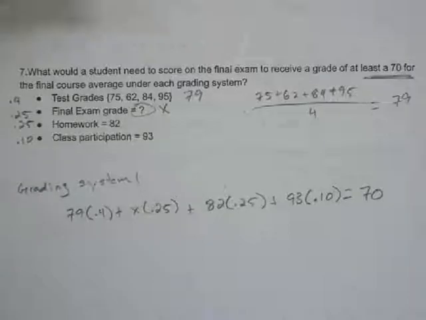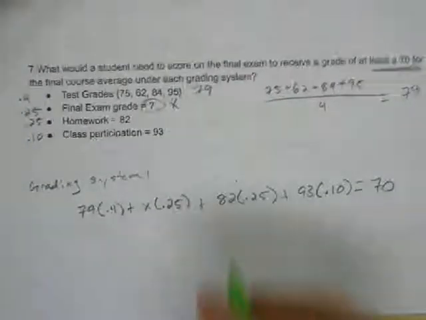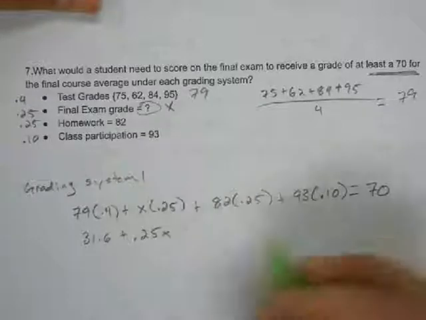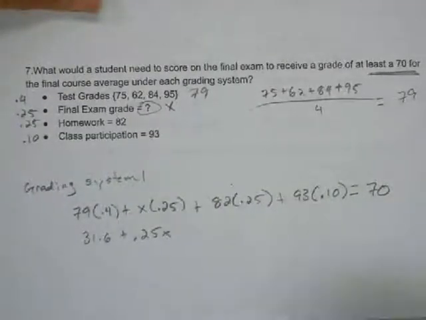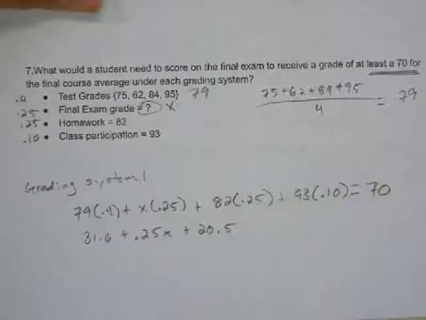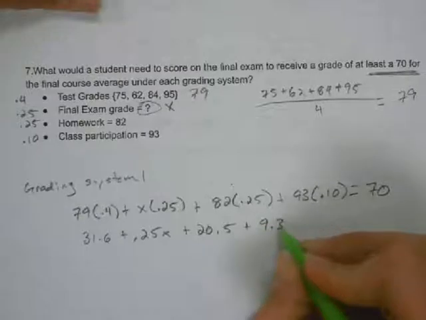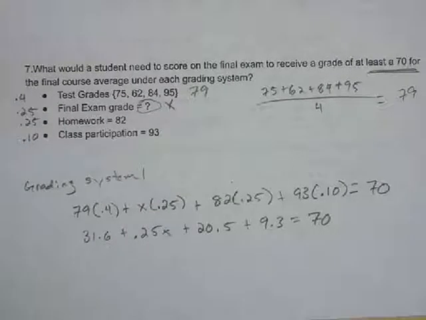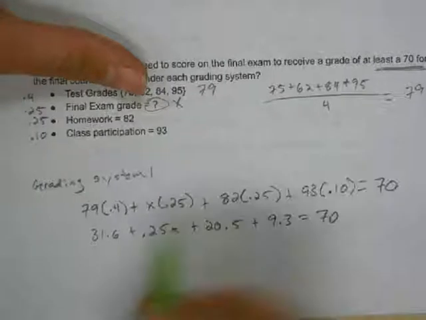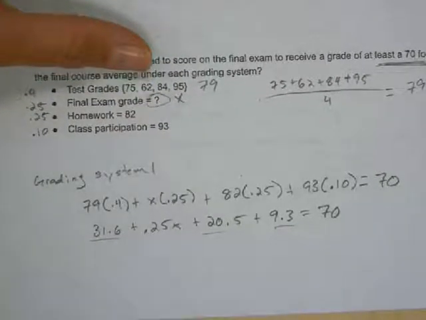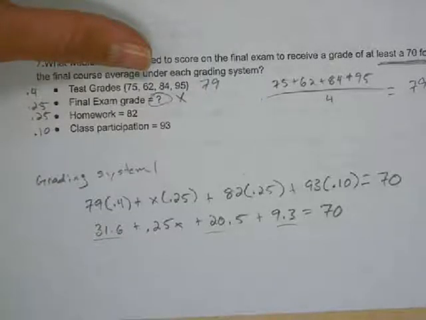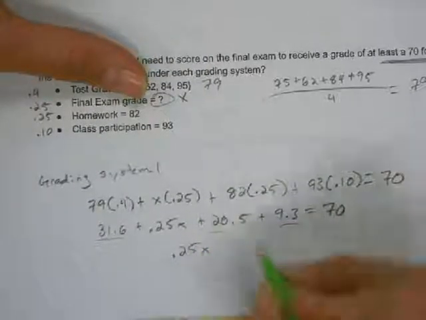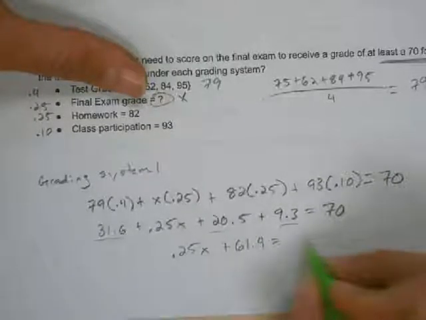So 79 times 0.4 gives me 31.6, plus 0.25x. x times 0.25 is just 0.25x. 82 times 0.25 is 20.5. 93 times 0.1 is 9.3. And that's all got to equal 70. Okay, we're just solving for x at this point. This is just basic Algebra 1 skills, right? So we're going to combine like terms, anything that doesn't have an x. So 31.6 plus 20.5 plus 9.3. Just adding those three things together. 0.25x has to stay the same. That gives me plus 61.4 equals 70.